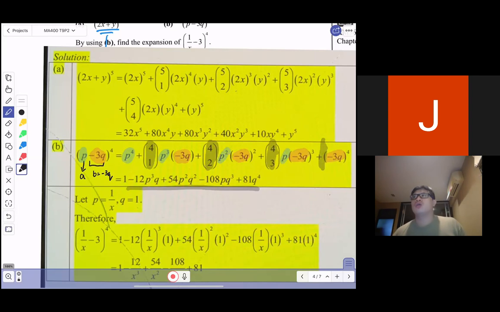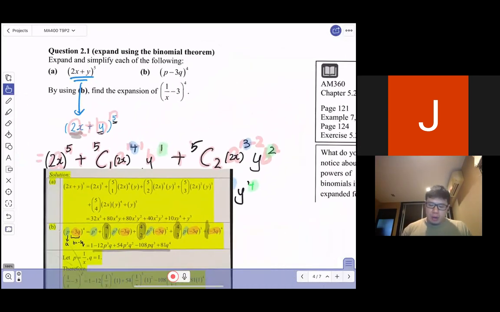So when you do binomial, you need to make sure your indices are also good. Otherwise, you may get confused. So the next one I go through is basically question 2.1. How do we do 2.1? In 2.1, we are asked to find using the expansion of 1 over x minus 3.